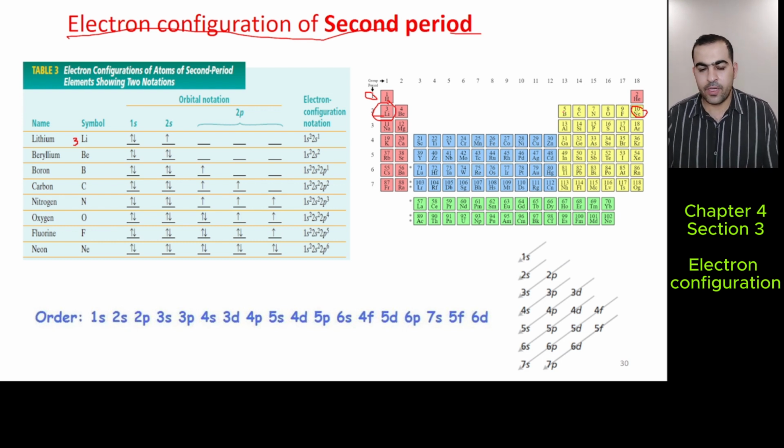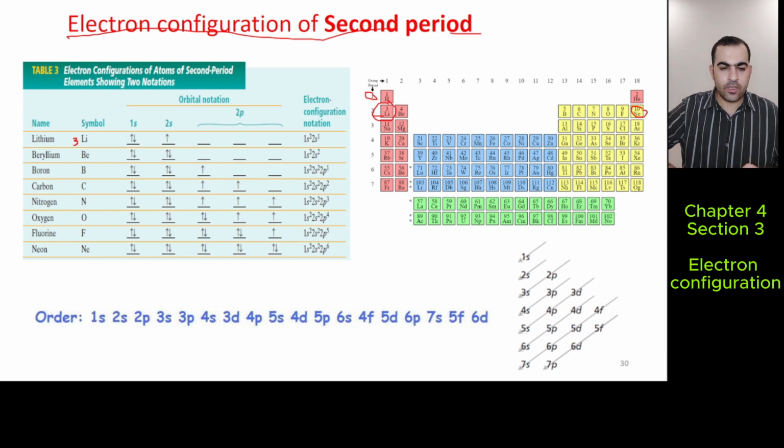Here is neon. If you write lithium, 1s has only what? 2 electrons. The 2s has 1 electron. Lithium is 1s2, 2s1. Look, 2p you write later, and in the exam you don't need to write it. Okay? Electron configuration notation. We write 1s2, 2s1.